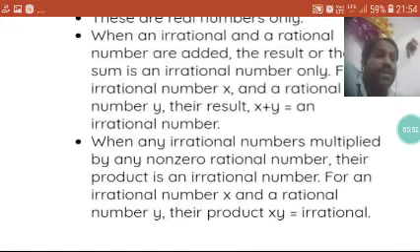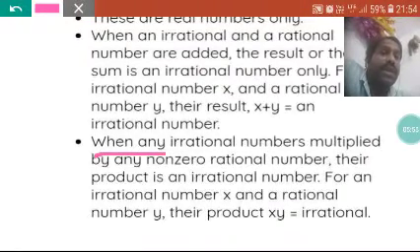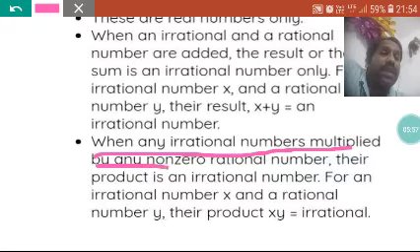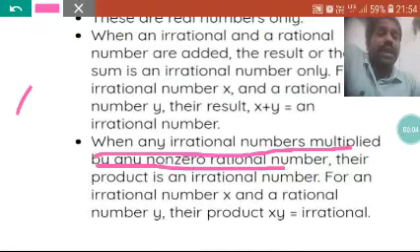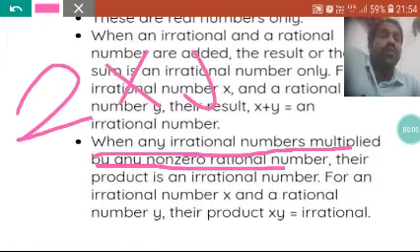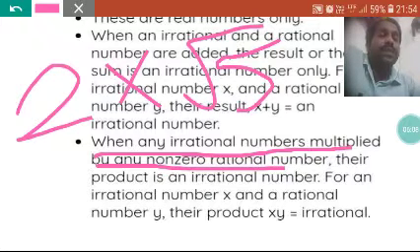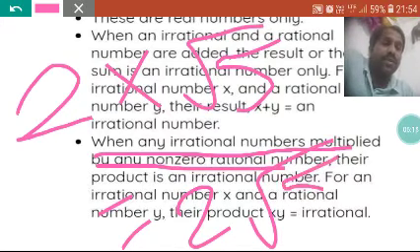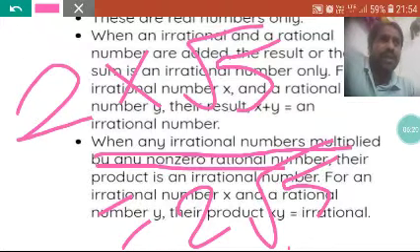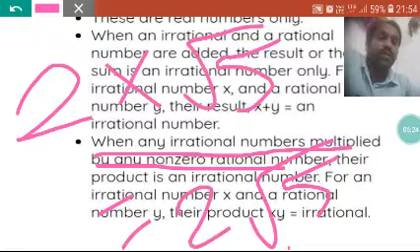Second thing is that when any irrational number is multiplied by any non-zero rational number, the result is again irrational. No doubt. Suppose I multiply 2 into root 5: 2 is rational, root 5 is irrational, but the result is 2 root 5, completely irrational. So understand that if rational and irrational numbers are multiplied or added or subtracted, the result is always irrational.